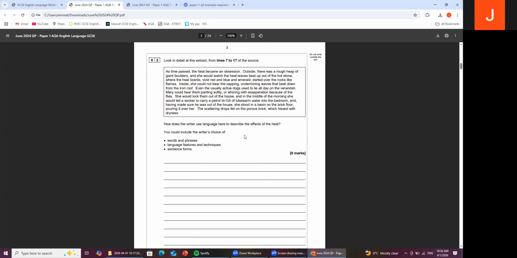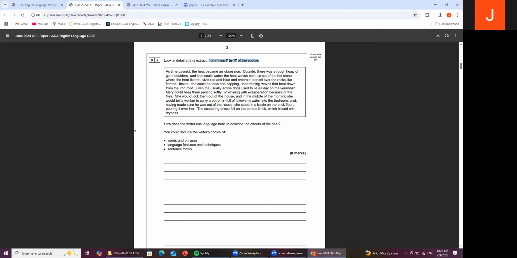Question number two. Look in detail at this extract from line 7 to 17. So all you're doing, you've got line 7 to 17 here in this rectangle. So this is the only place that you need to look for information at this stage in the exam paper. Question two, you've got all the information there. So it says, how does the writer use language here to describe the effects of the heat?